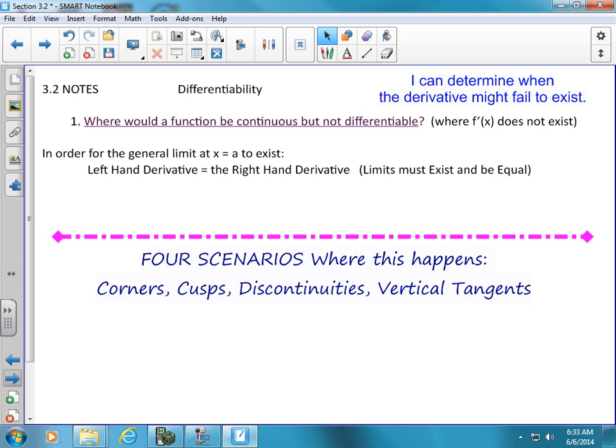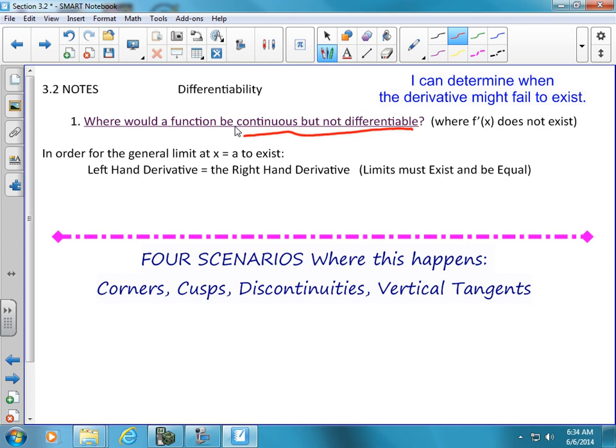Okay, so a function can be continuous, but not able to be differentiated at a point. A function cannot be differentiable and not continuous. It has to be continuous to be differentiable, but there are certain places where it's continuous and not differentiable, and that's what we're talking about today. The left-hand derivative has to equal the right-hand derivative. They have to exist and be equal.